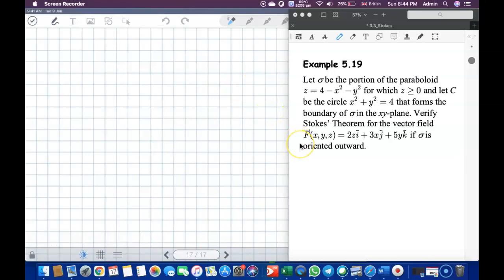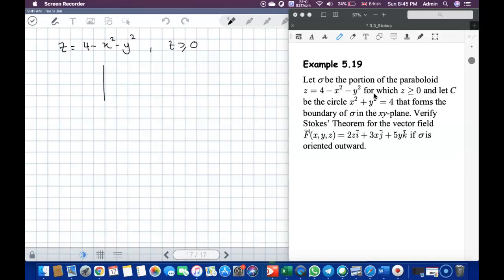Okay, so next, example 5.19. Now we are given a surface sigma, which is the portion of the paraboloid. The paraboloid is given by z equals 4 minus x squared minus y squared, and in this case z is always positive.